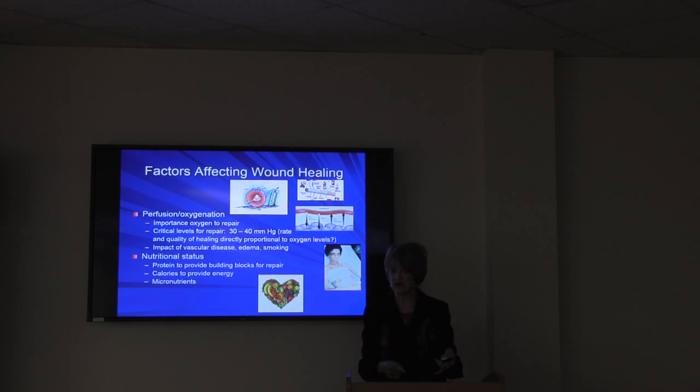You have to have oxygen in the proliferative phase because oxygen fuels the repair process. It provides the cells the energy needed to synthesize collagen, to make new epithelial cells, to create crosslinks. Every phase of wound healing is dependent on adequate levels of oxygen, which is in turn dependent on adequate perfusion. What's the critical level? Studies to date indicate that throughout the repair process, you have to have oxygen levels of at least 30 to 40 millimeters of mercury.